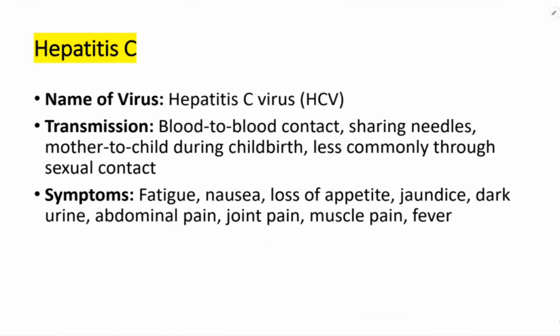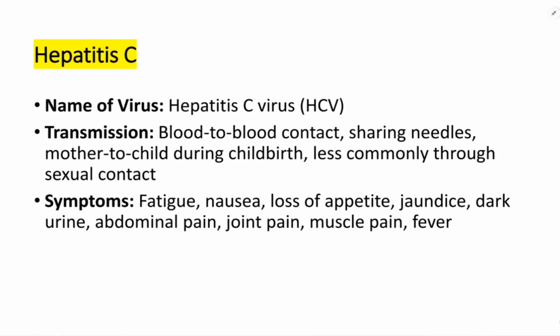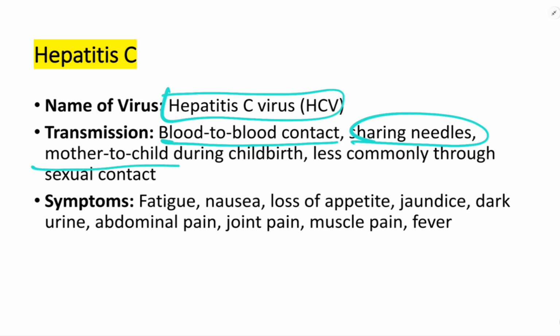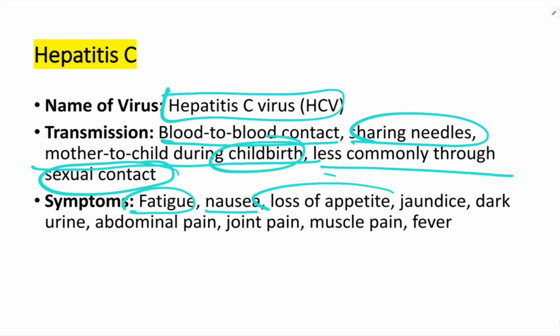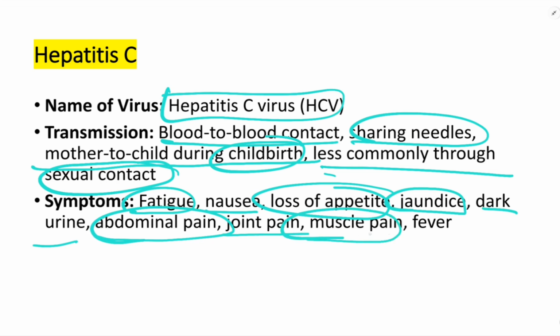Okay, next one, hepatitis C. It is caused by the hepatitis C virus. It is transmitted through blood to blood contact, sharing needles, mother to child during birth, and less commonly through sexual contact. The symptoms are fatigue, nausea, loss of appetite, jaundice, dark urine, abdominal pain, joint pain, muscle pain and fever. With proper treatment, people can be cured of hepatitis C infection.